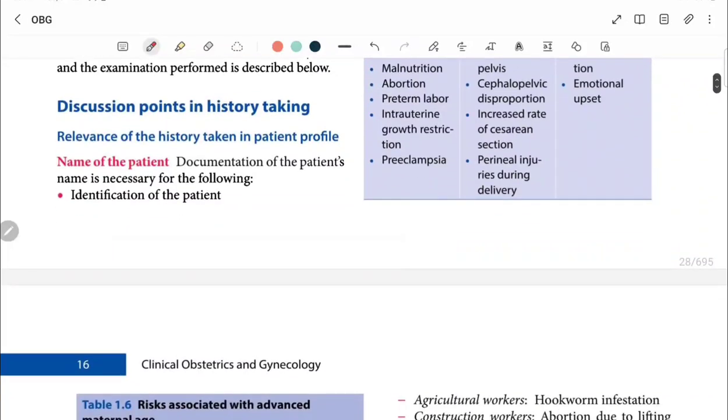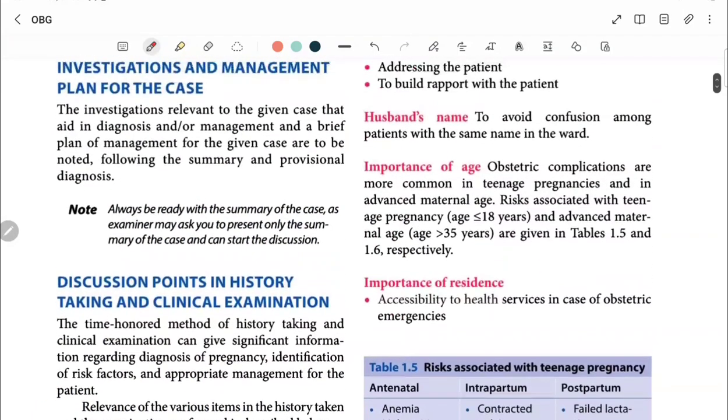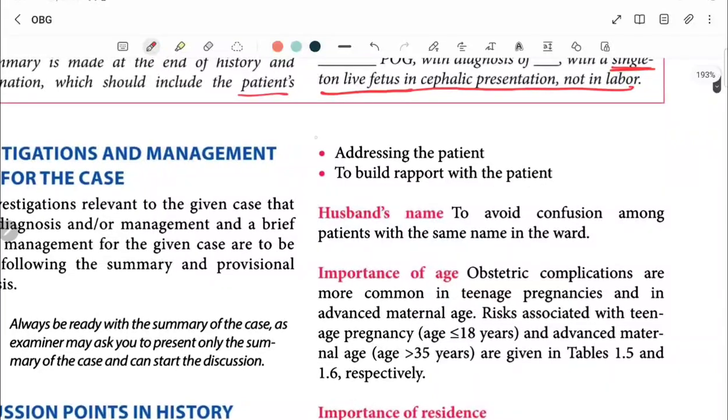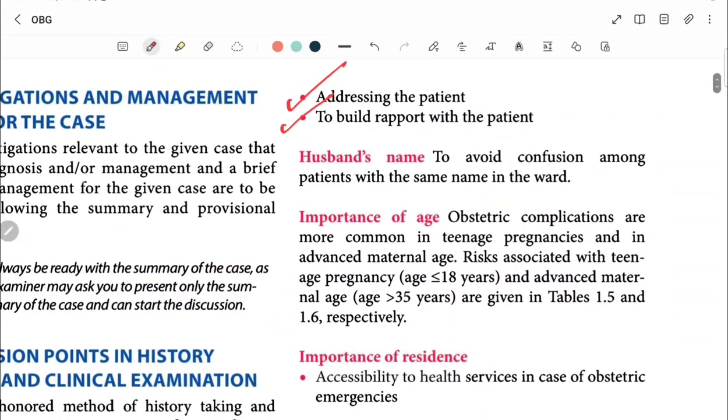First, name of the patient. Documentation of the patient's name is necessary for what all? First, identification. These are all your viva questions. Why are you asking for the name of the patient? This is your viva question, so what will you answer? First is for identification of the patient, then addressing the patient, and to build a rapport with the patient.